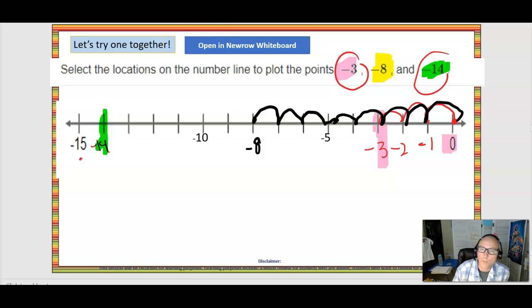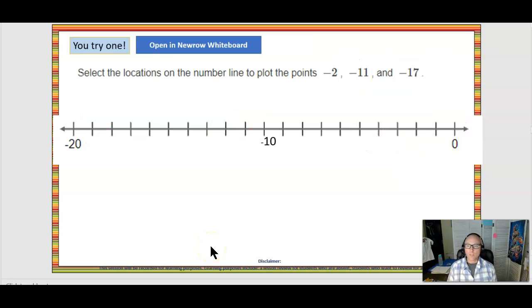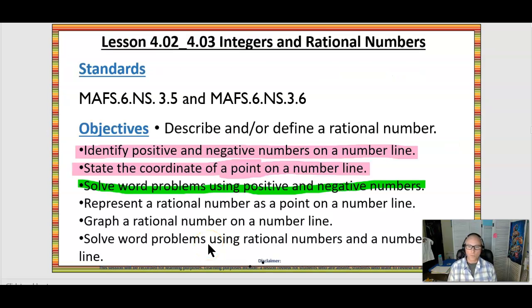And what color? Yellow. Yep, as you were to fill all these in, we don't have to do that. So this is negative 4, negative 5, negative 6, negative 7, negative 8, negative 9. They all fall right into place. Select the locations, negative 2, negative 11, negative 17. This is kind of redundant, so let's just go. Solve word problems.